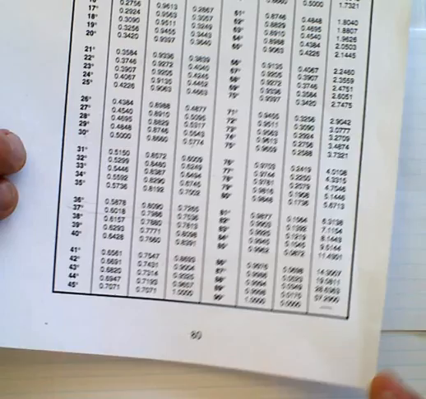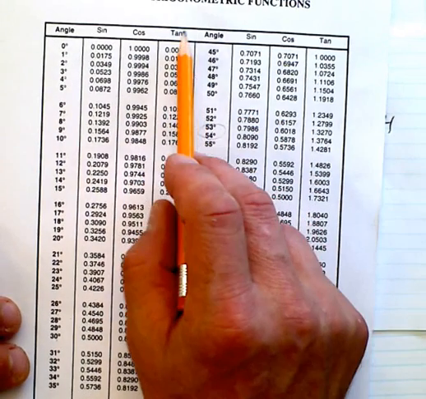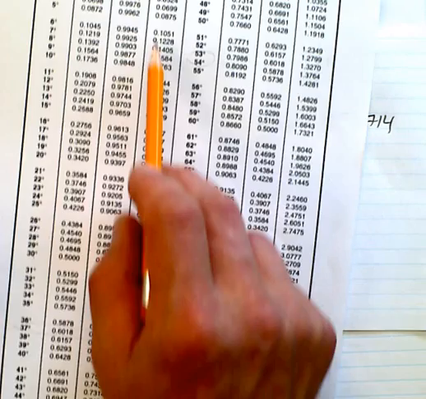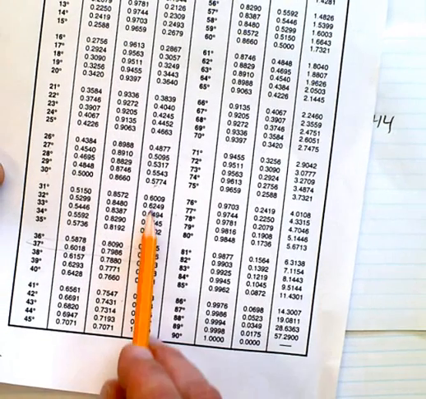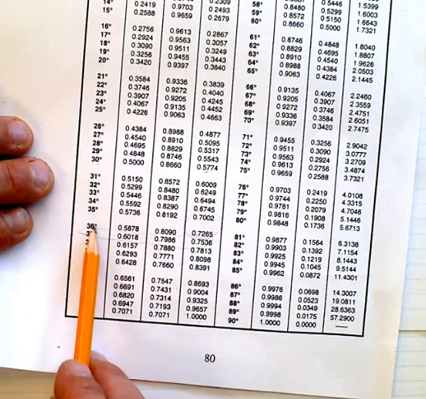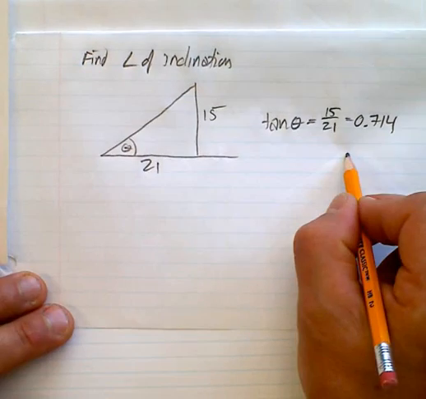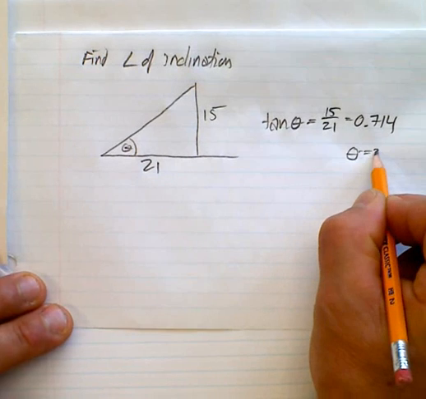Find under the tangent column, you can find 0.714, boom, right between these two, about halfway. I'd say it's 35.5 degrees, between 35 and 36. So let's say theta is about 35.5 degrees, maybe.